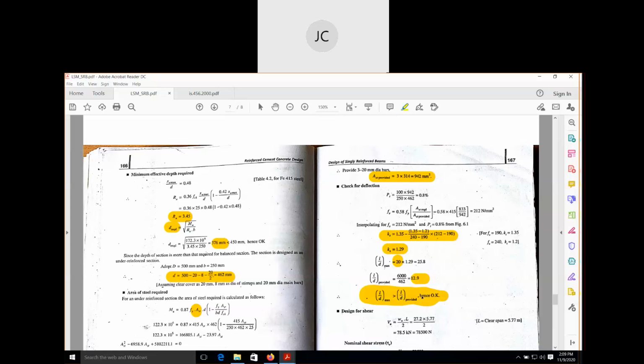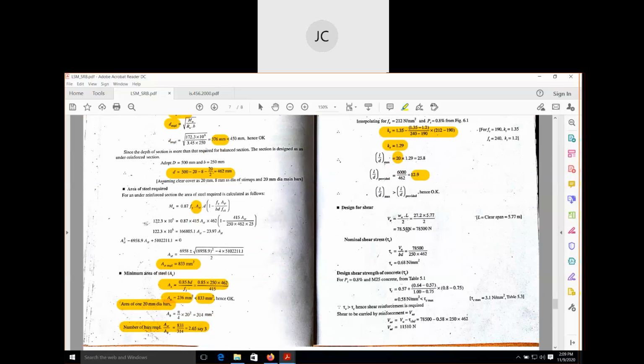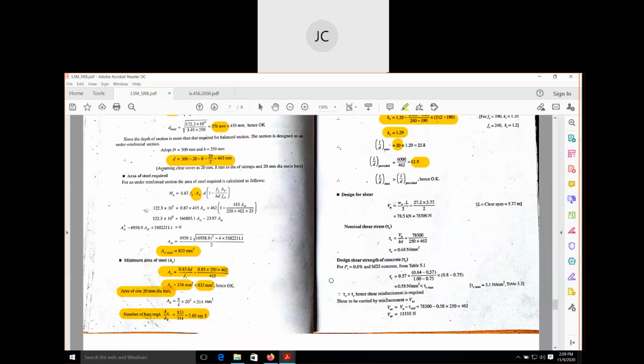Next, after doing the check for deflection, we have to design for shear. This part we have solved in the previous chapter. Design of shear means we have to find out design shear force, then nominal shear stress, then design shear strength of concrete. These things we have already done before, so I am not going to explain this part, because this has been solved in the previous chapter. If you can do this part.